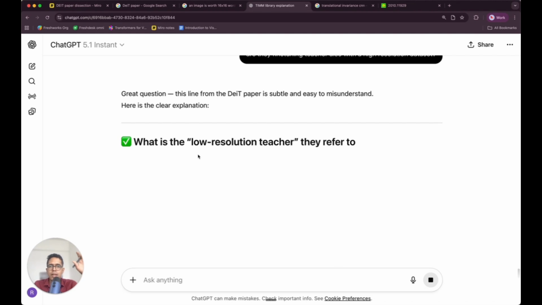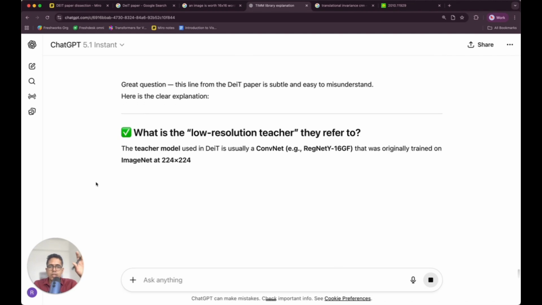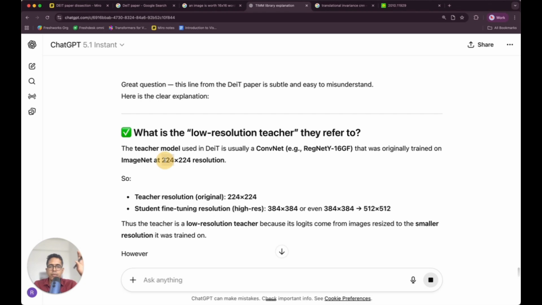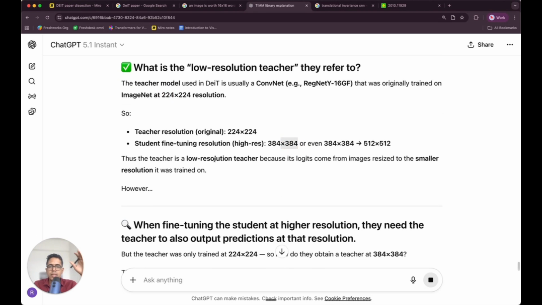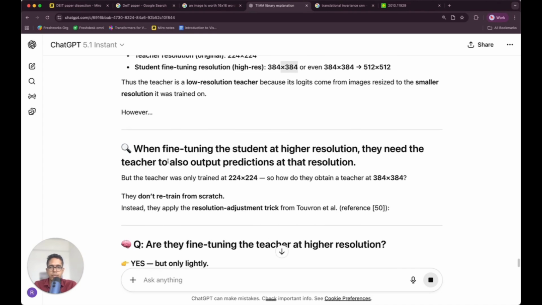Great question. This is in line. What does low resolution teacher refer to? The teacher model is usually a ConvNet originally trained on 224 by 224 images. The student fine-tuning resolution is 384 by 384 or even larger. Thus, the teacher is a low resolution teacher because the logits come from images of small size.